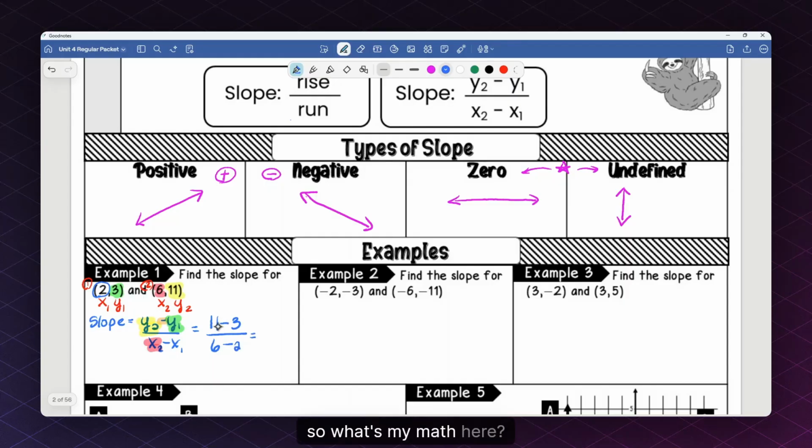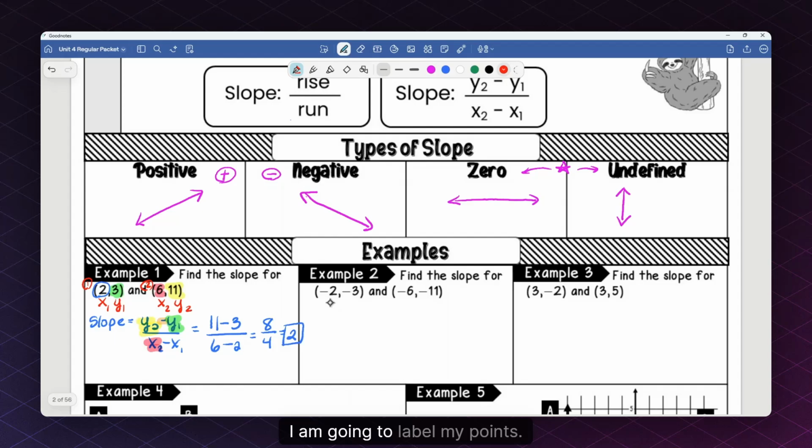All right, so what's my math here? 11 minus 3 is going to give me 8. 6 minus 2 is going to give me 4. 8 divided by 4 is going to give me 2. So my slope for this equation is 2. All right, let's go to the next one.